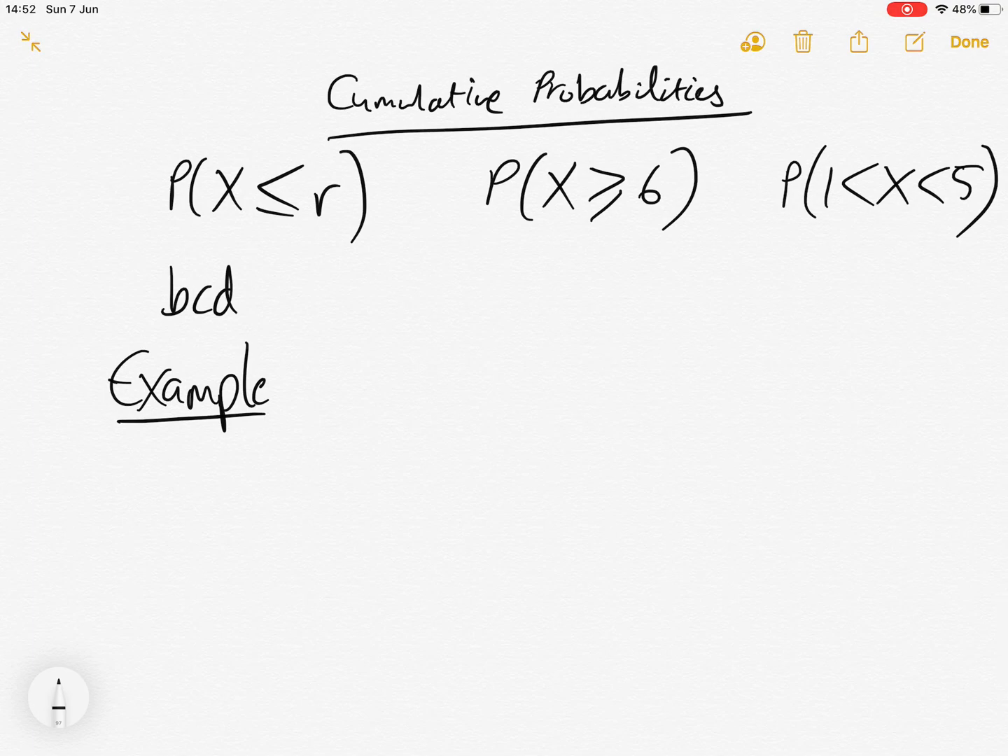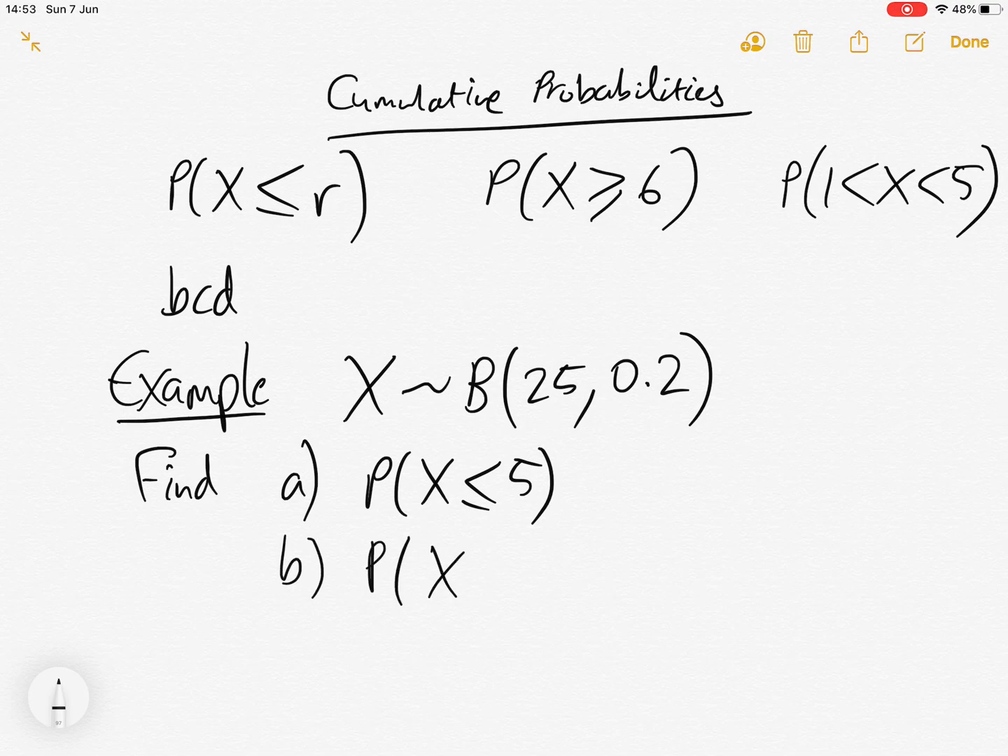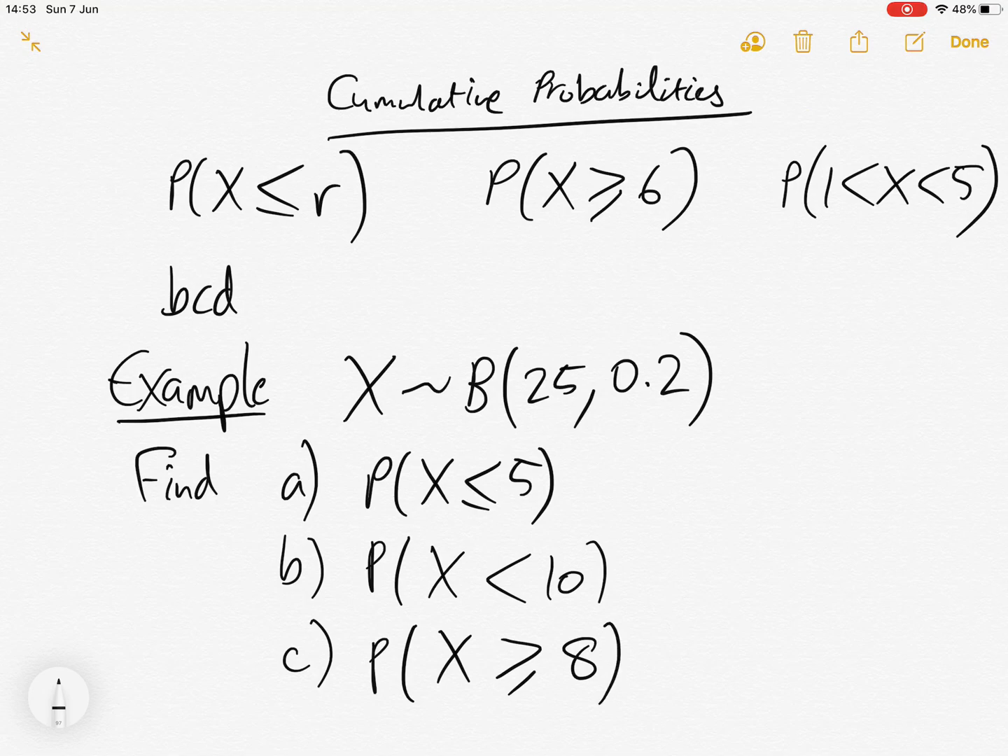So let's just take a very simple example first. Suppose x follows a binomial distribution with 25 trials and probability of success 0.2, and let's find the following. Part A, the probability x is less than or equal to 5. Part B, the probability x is less than 10. And part C, the probability x is at least 8.